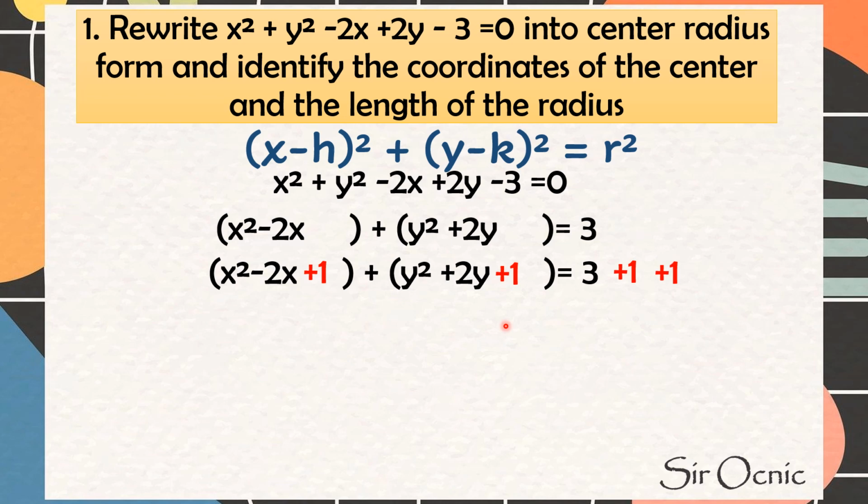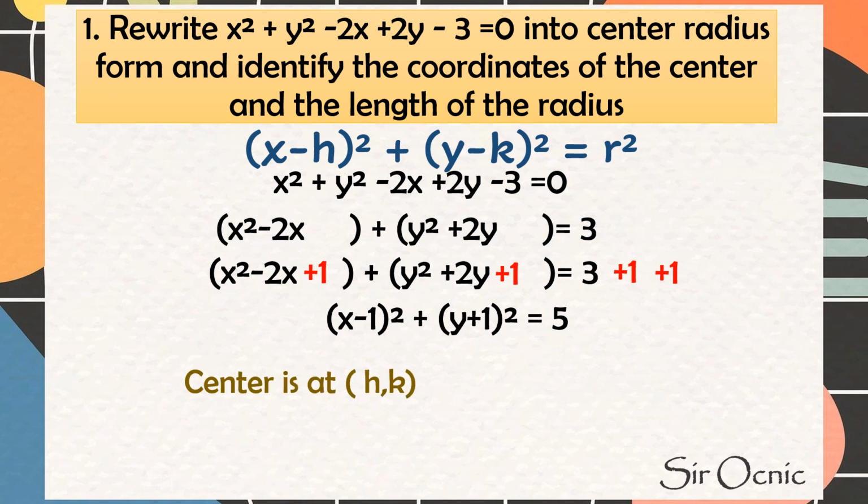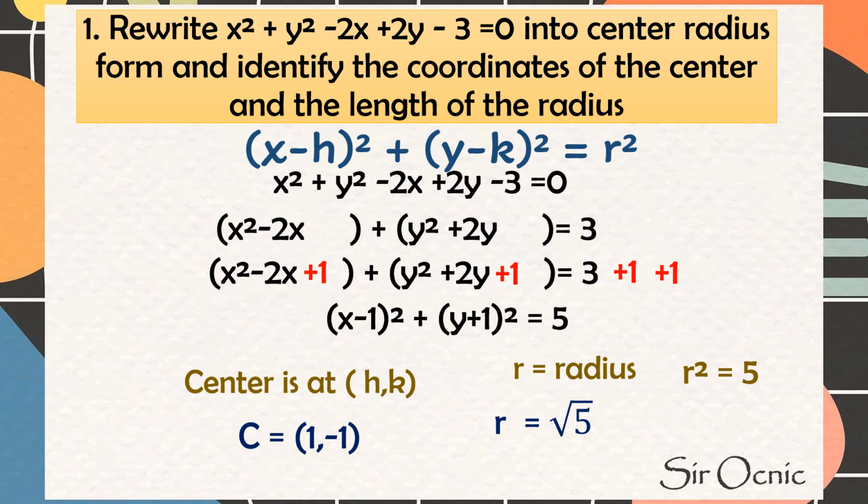Let us now express the trinomial into a square of a binomial. The first one is equal to quantity x minus 1 squared plus quantity y plus 1 squared equals positive 5. Now, since this is now the standard form of the equation or the center radius form of the equation, we may now identify the center of the circle by identifying the values of h and k. Because we all know that the center is represented by the coordinates h and k. Based on the equation, the center is at 1, negative 1, while the length of the radius is equal to square root of 5, since r squared is equal to 5.